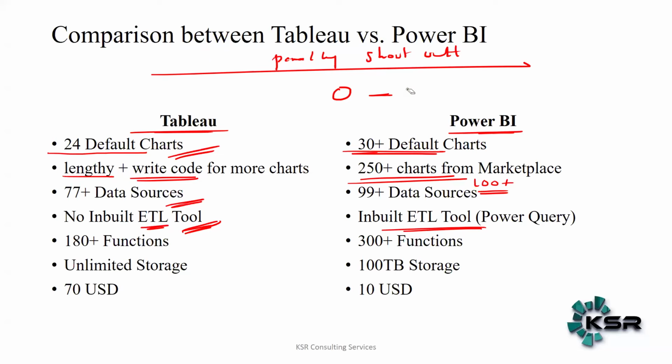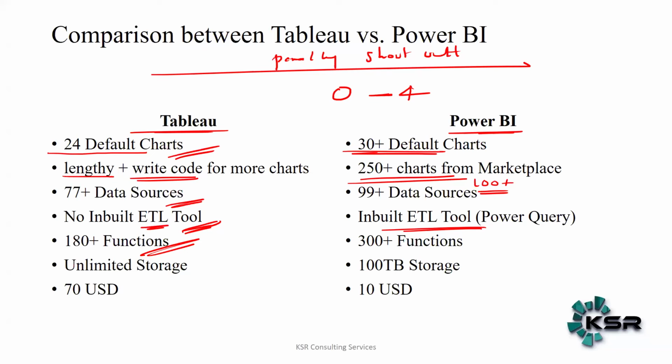So I would say it's 0-4. Four goals scored by Power BI. Zero goals scored by Tableau. Now, Tableau has 180 functions. Like always, you will not be able to do everything with the help of charts. You have to write some functions, like in Excel.